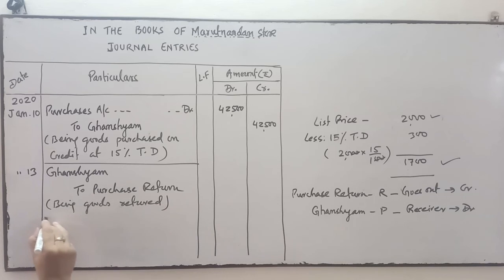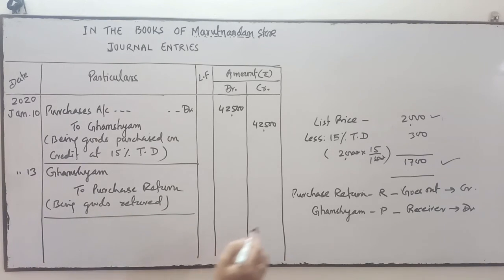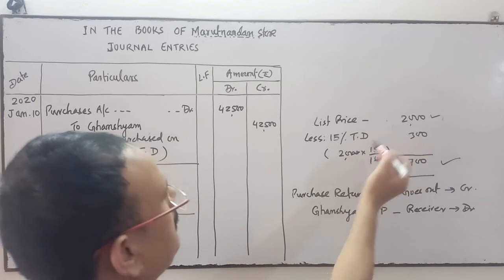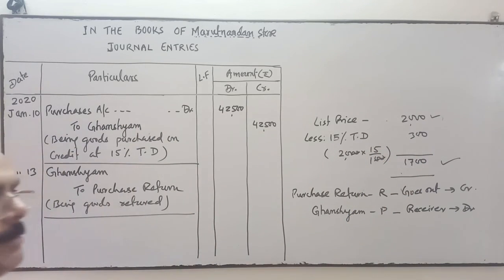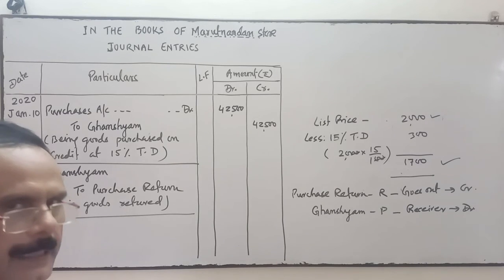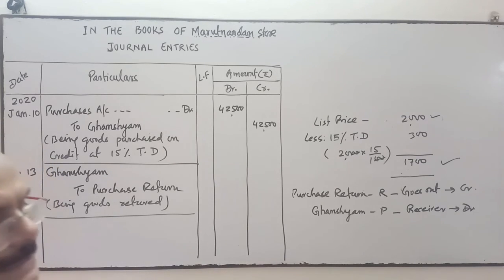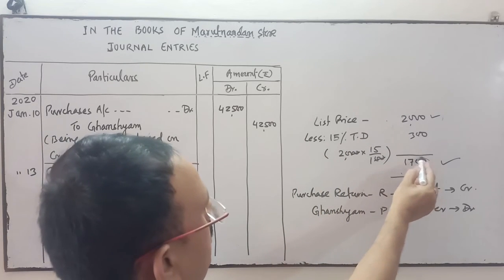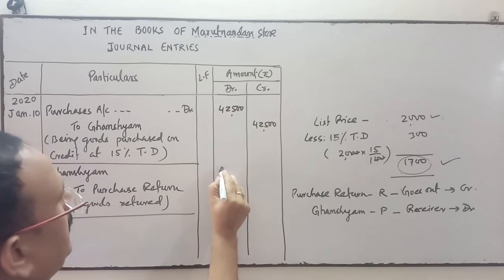Being goods returned. So we will not take this amount, because this is the list price, and we will deduct the trade discount, because at the time of purchase we also deducted the trade discount. So at the time of purchase return of the same goods, we will deduct the trade discount from the list price, so that we will do the entry with this figure, 1,700.